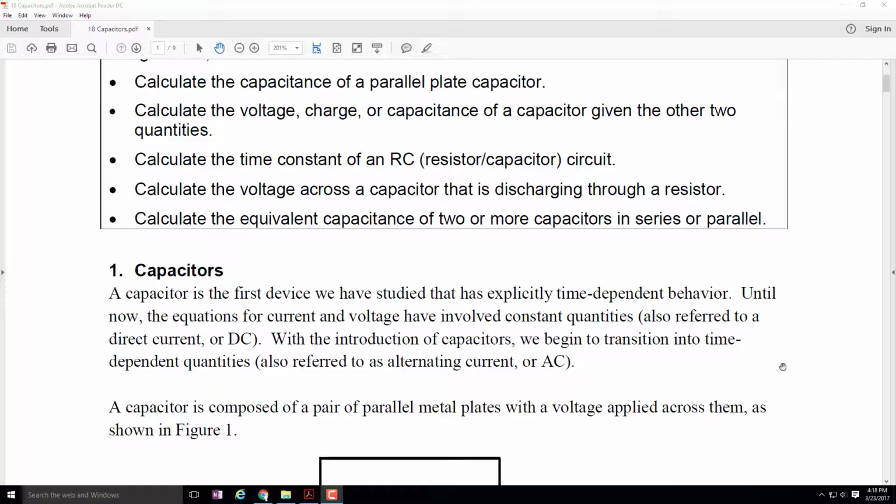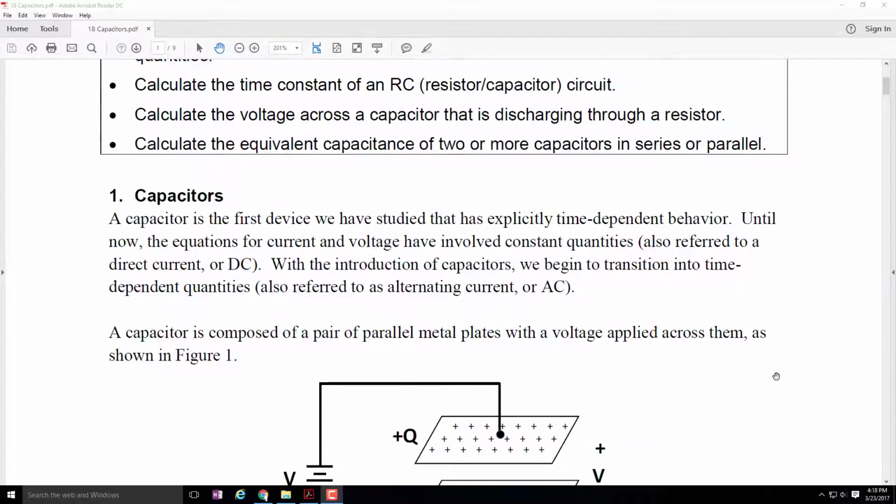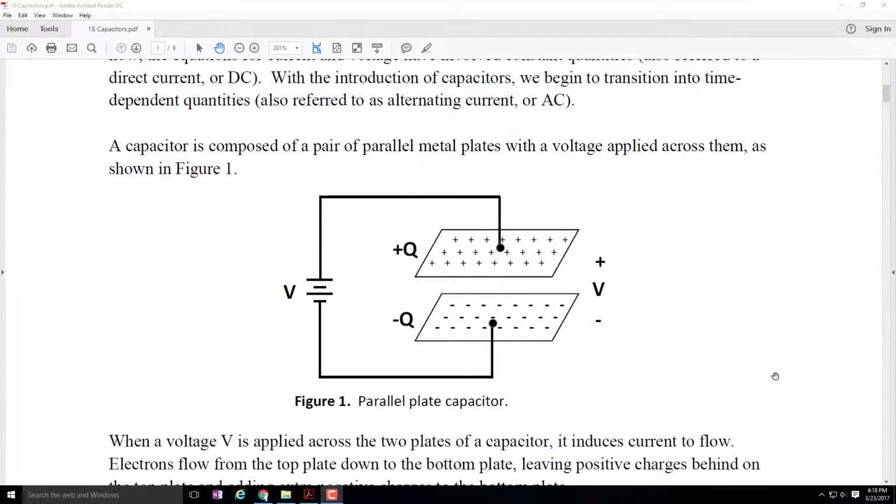They're equations that involve derivatives, because capacitors require calculus to fully understand. So that's something to be aware of: we're going to be working with differential equations for the first time in this course. This is also going to represent the beginning, not the end, but the beginning of the transition from constant quantities, DC or direct current quantities, to time-dependent quantities, also referred to as alternating current or AC quantities.